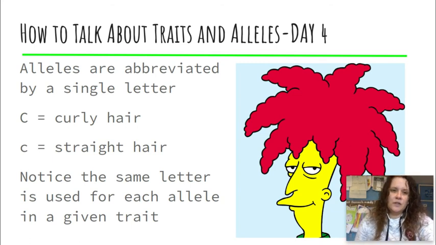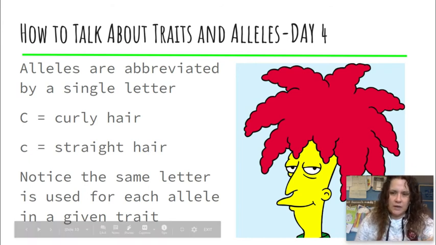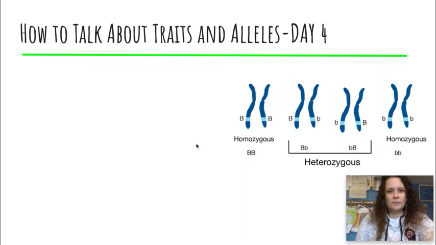And if you notice right here, since curly hair is dominant, we have a capital C, and then straight hair is recessive. We use a lowercase letter for the recessive trait. Notice the same letter is used because it's for that same trait of hair texture, but it's a different size letter depending on what you get from your mom and dad.